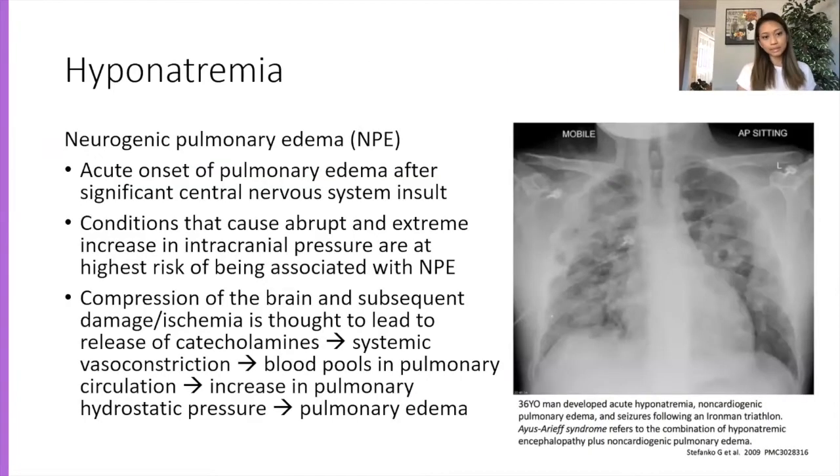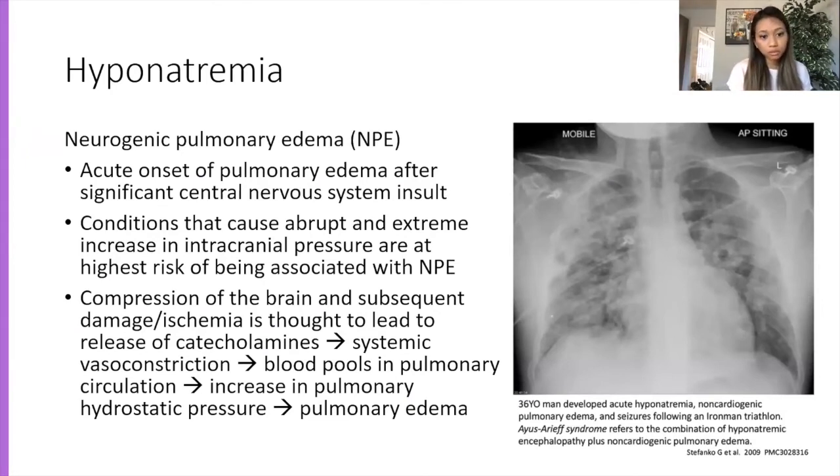So go next. So neurogenic pulmonary edema, I just wanted to include this because I hadn't personally read about it. I thought it was interesting. It's the acute onset of pulmonary edema after a significant central nervous system insult. Conditions that cause abrupt and extreme increase in intracranial pressure are at the highest risk of being associated with neurogenic pulmonary edema. One of them being hyponatremia and the subsequent swelling.